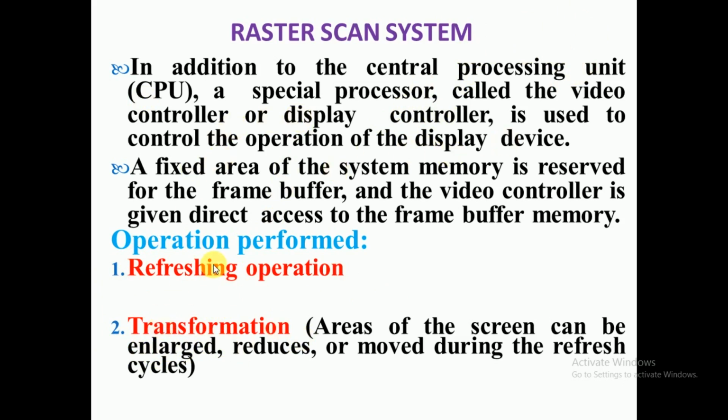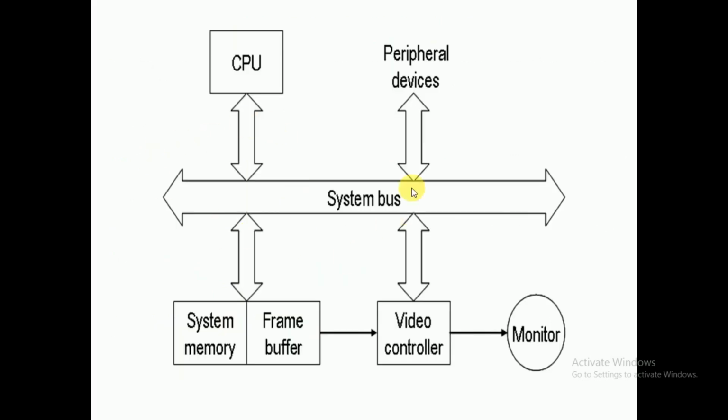The refreshing operation, right? As I told, what do we mean by refreshing? Then this is the system. The CPU will normally be there. The CPU is a general purpose processor which takes care of operating system management, file management, process management and input output management; all managements are taken care of by this. Then peripheral devices will be there. Then, as I told, this is a memory.